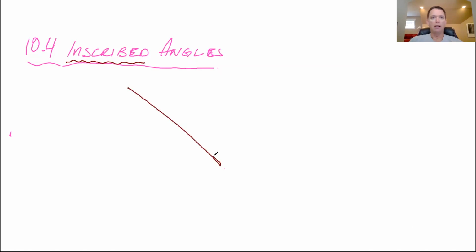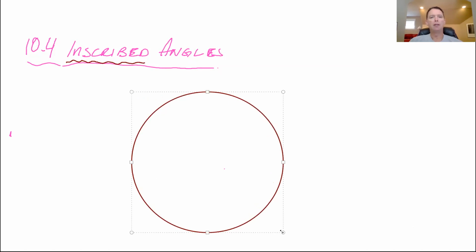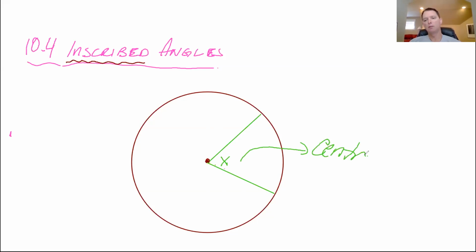So what I want to do is take a circle here and just remind you what the types of angles we've looked at previously look like. This was what we called a central angle. So this right here, called a central angle. And not trying to be funny here, but because it's formed literally at the center.